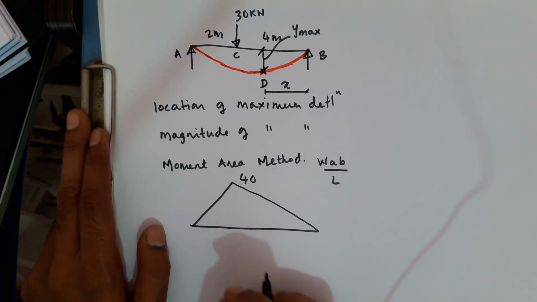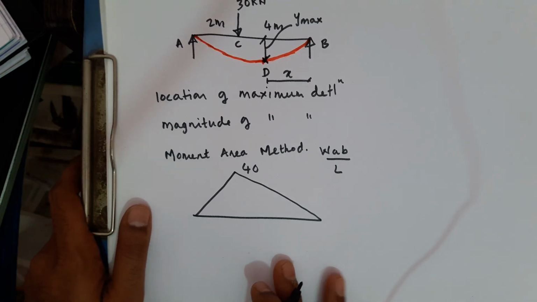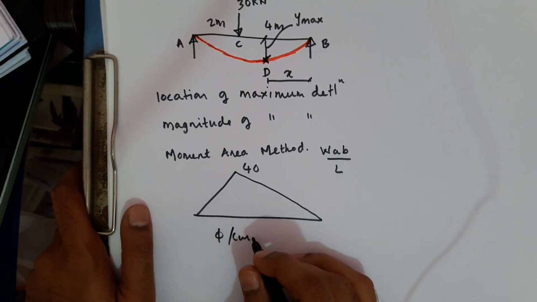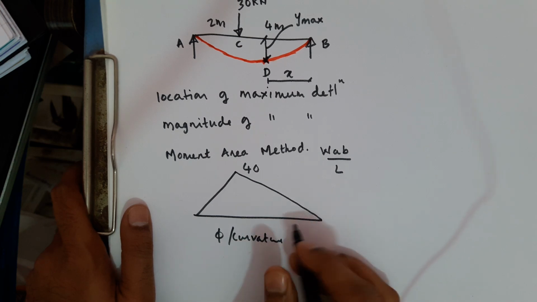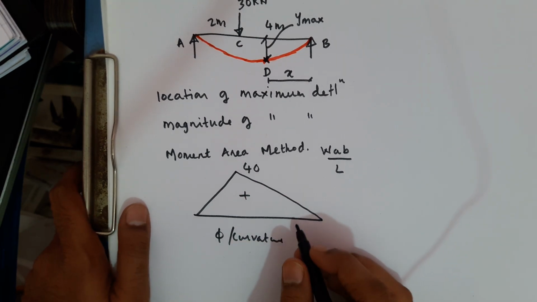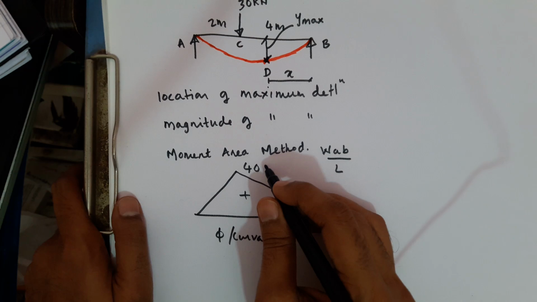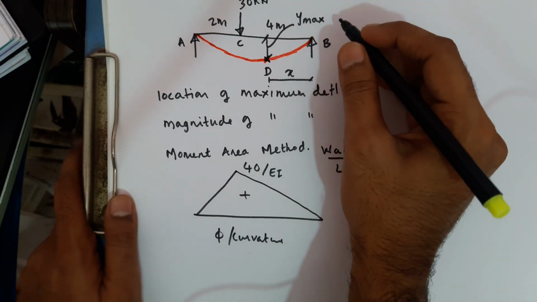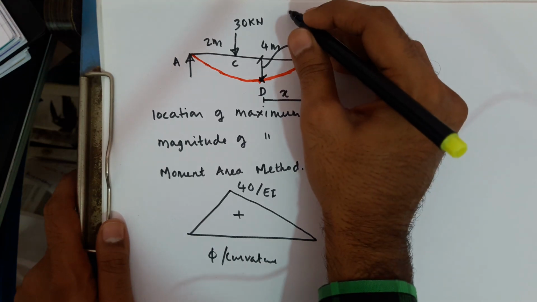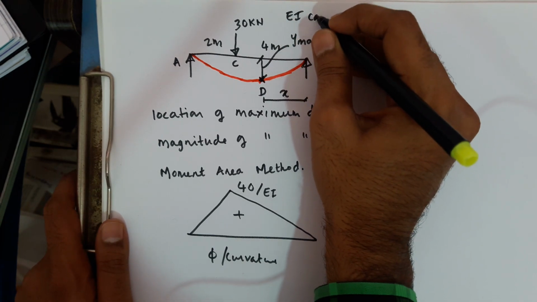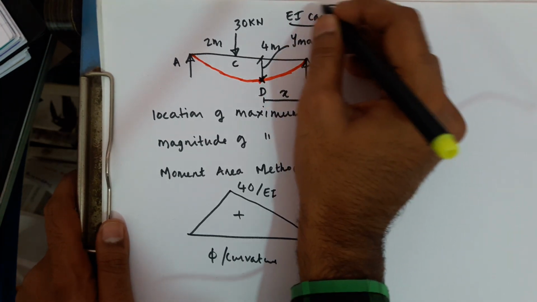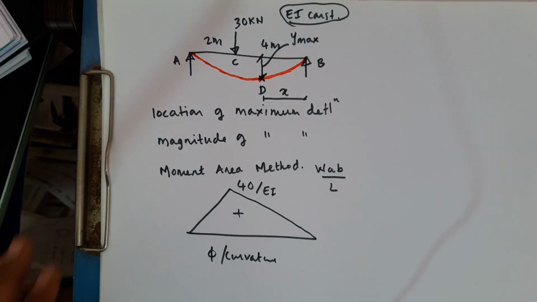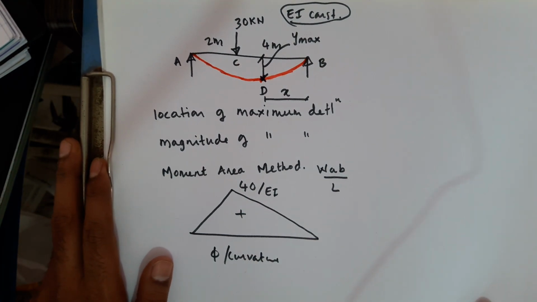But we are required to draw the curvature diagram, the phi diagram. To get the curvature diagram, we have to divide the bending moment by EI. Here EI is constant; the E and I values are given, I will give them afterward. This is the curvature diagram.